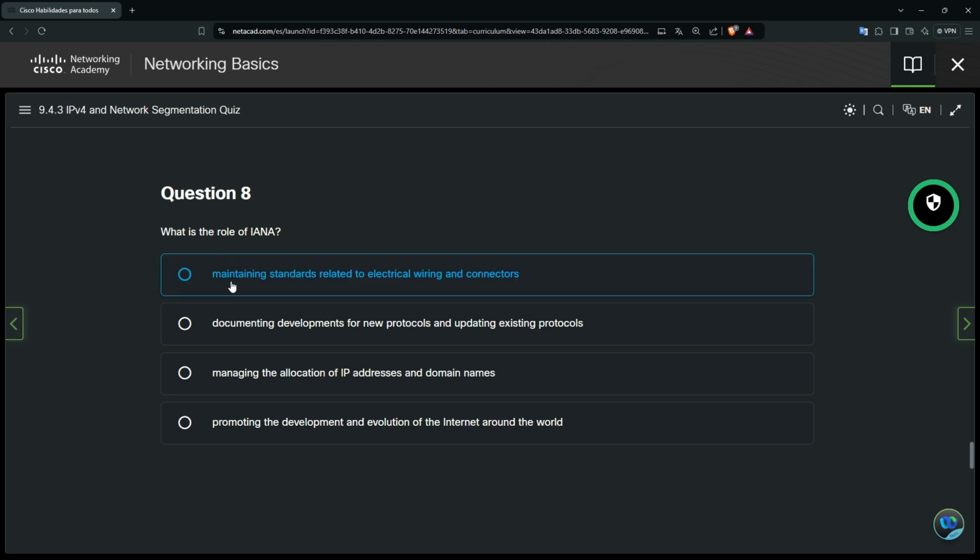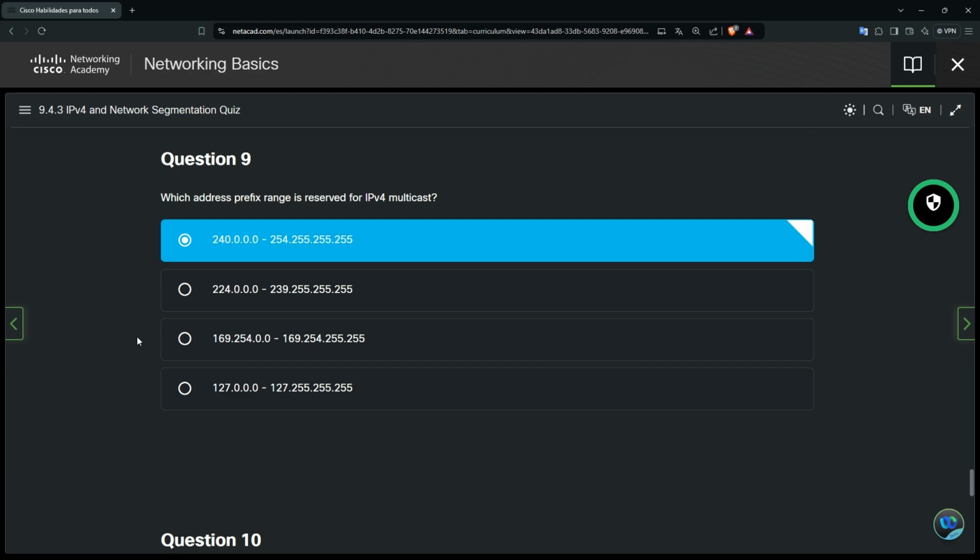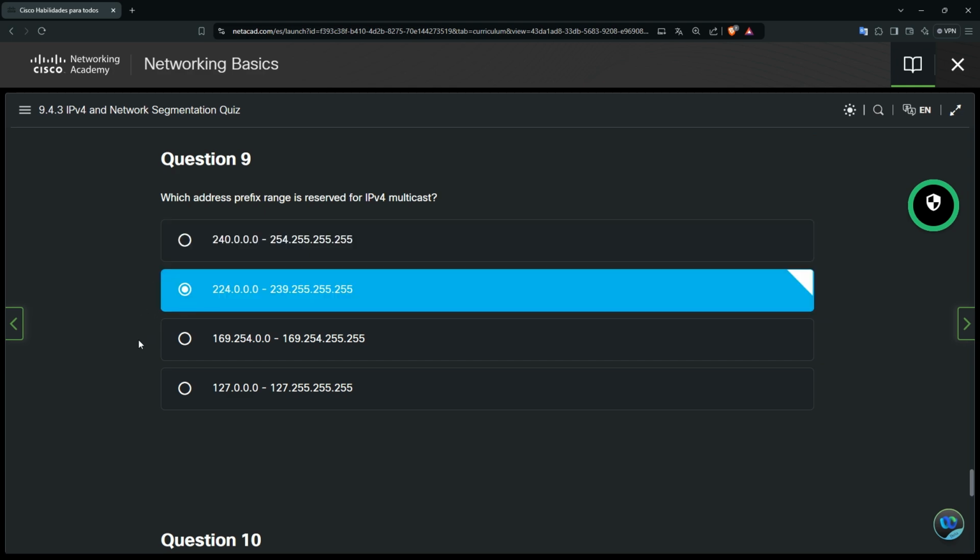What is the role of IANA? Maintaining standards related to electrical wiring and connectors, documenting new protocols, managing the allocation, promoting the development and evolution. Okay. Question 9. Which address prefix range is reserved for IPv4 multicast? I think it is this. No, it is this.